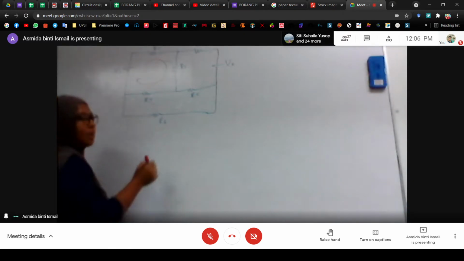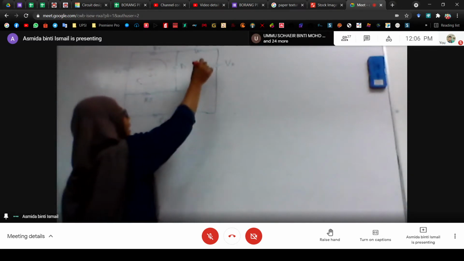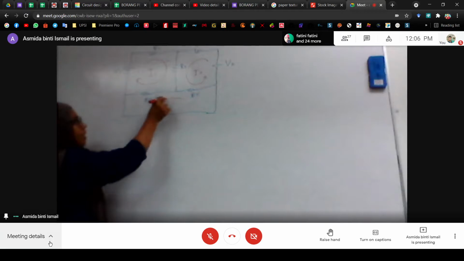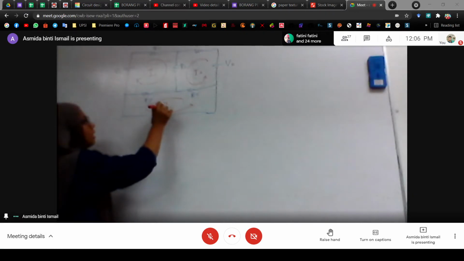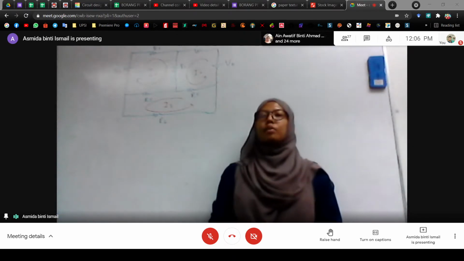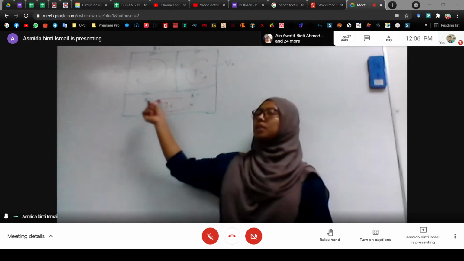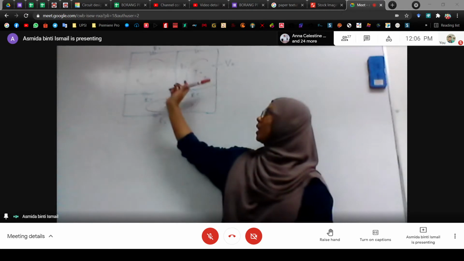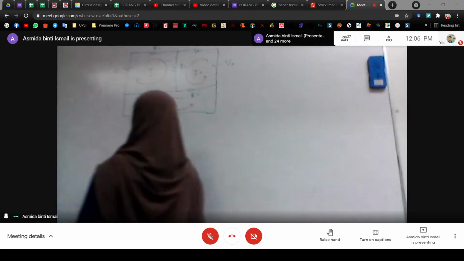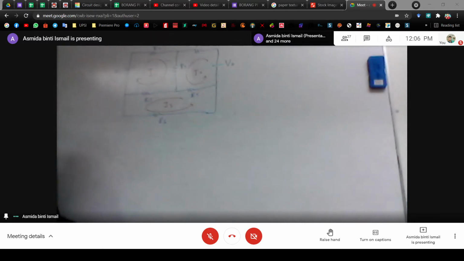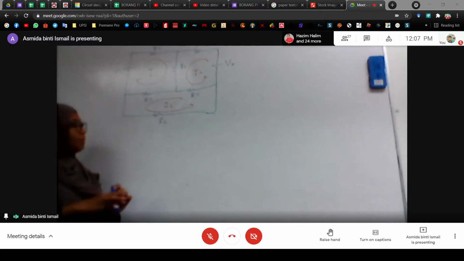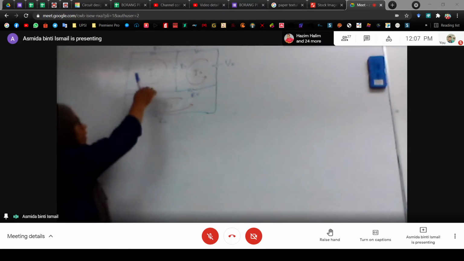For this one, this is loop one, and this is loop two, and this is loop three. We have three loops, which means we don't know the values of I1, I2, and I3. We want to find the values of I1, I2, and I3. So let's come up with the equation for loop one.